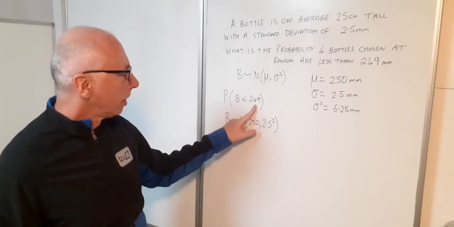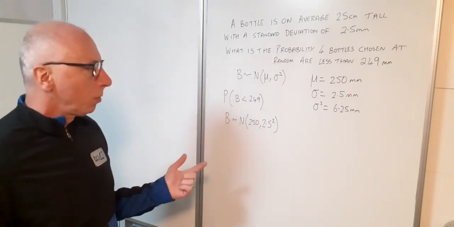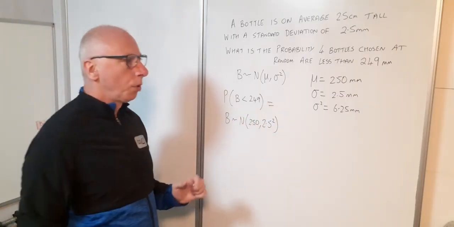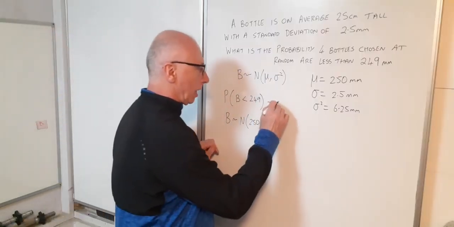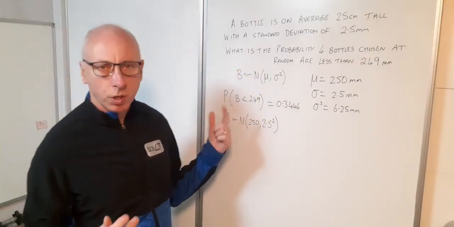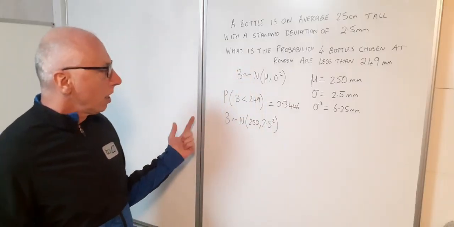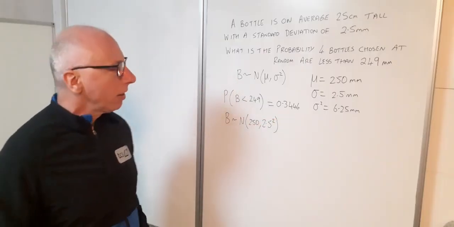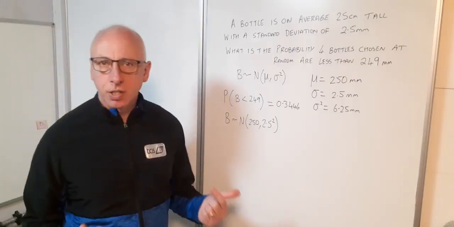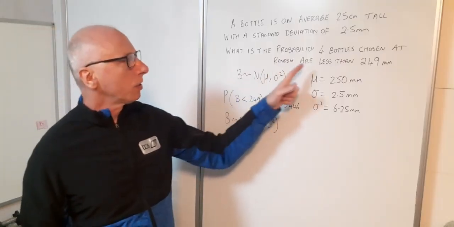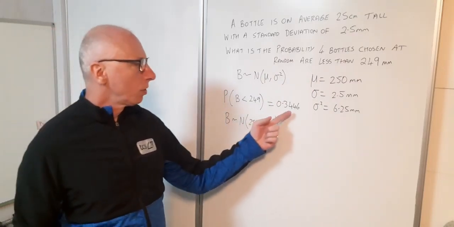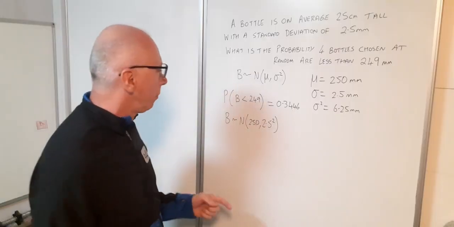So this one here. So what that would give us out, if we type that into our calculator, that would give us 0.3446, so approximately, depending on what calculator you've got and how much level of decimal points you want to calculate it by. So 0.3446, but that would give us the probability of 1 bottle chosen at random from a sample. But we want the probability that there's 4 bottles chosen at random that are less than 249. So what we'd have to do now, we'd have to raise this to the power of 4.